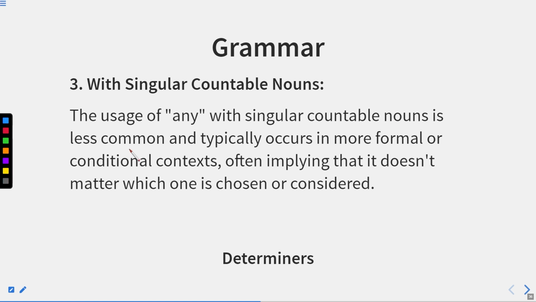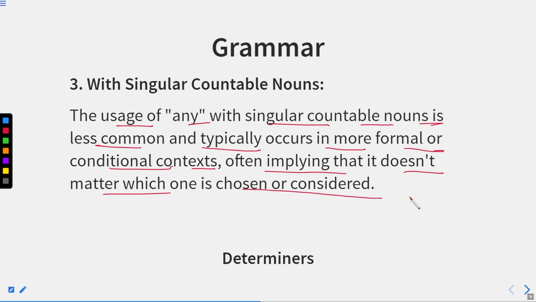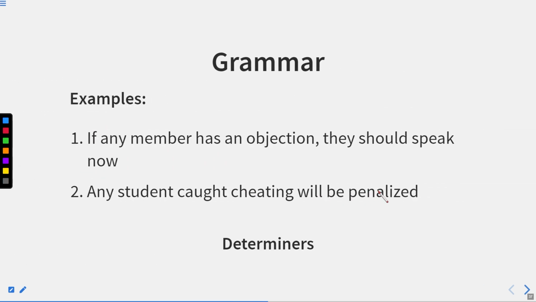With singular countable nouns. The usage of any with singular countable nouns is less common and typically occurs in more formal or conditional contexts, often implying that it doesn't matter which one is chosen or considered. Let us discuss. If any member has an objection, they should speak now. Maybe there are many members, and if any member has an objection, it means if even one member has an objection, they should speak.